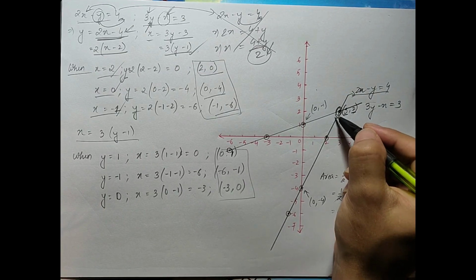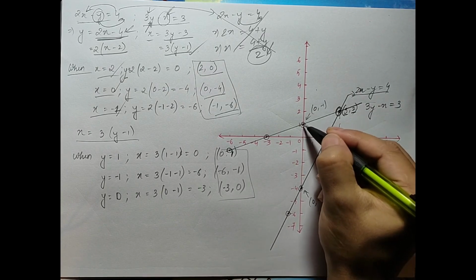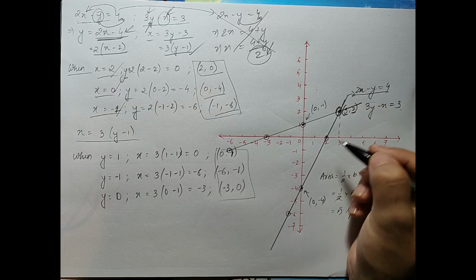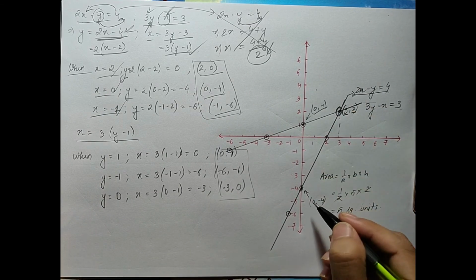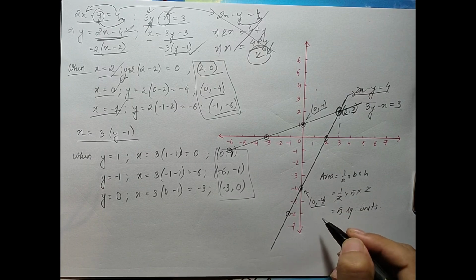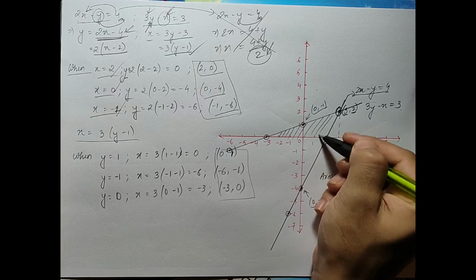The second part was, where are they intersecting the y-axis? So we see that this line intersects the y-axis here, and this line intersects the y-axis here. The coordinate of this point is 0 comma minus 1. The coordinate of this point is 0 comma minus 4. Thirdly, we had to find area of this triangle.